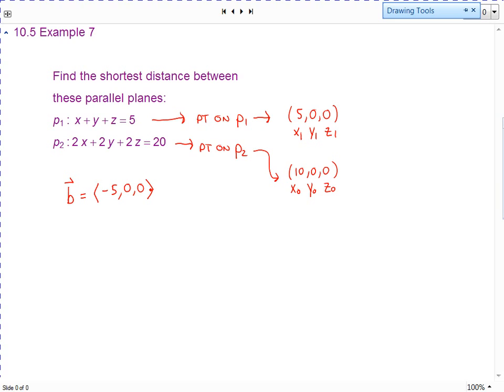Now what I need to do is grab the normal, because remember the formula here at the bottom of the page says I need the absolute value of the component of b onto n, which means n dot b over magnitude n, basically, is what we need. So I need the n vector. What's the n vector?